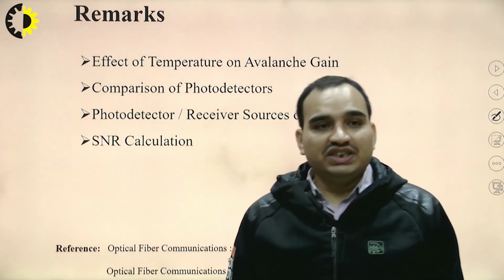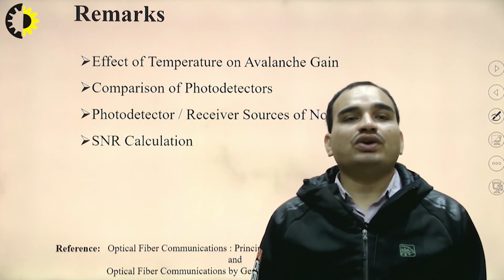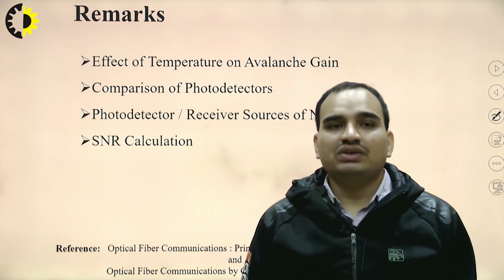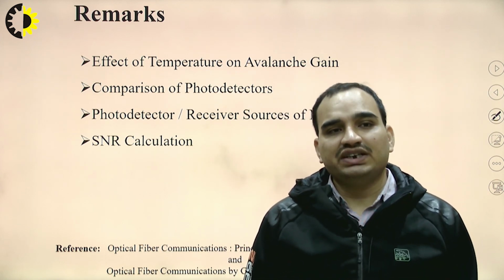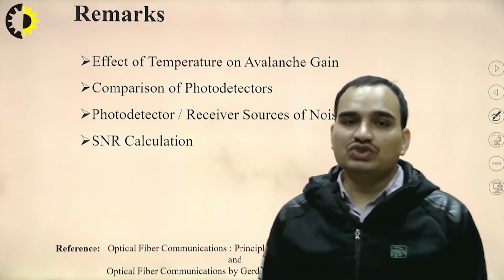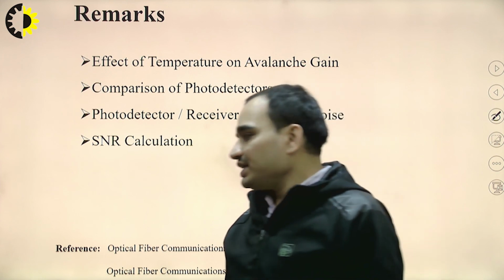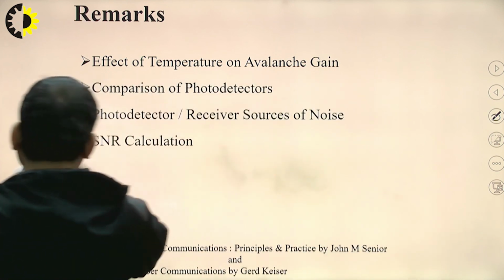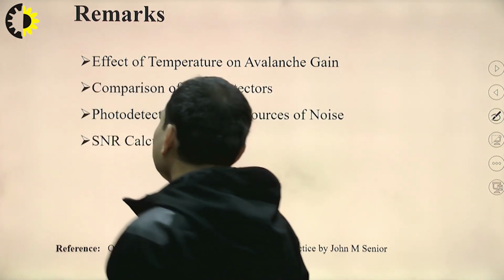So in this lecture we have discussed the effect of temperature on avalanche gain, the comparison of photodetectors, then the photodetector and receiver sources of noise, and the SNR calculation. So we have covered these topics in this lecture.